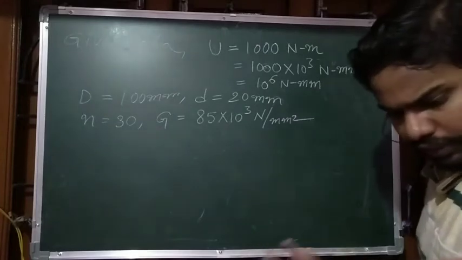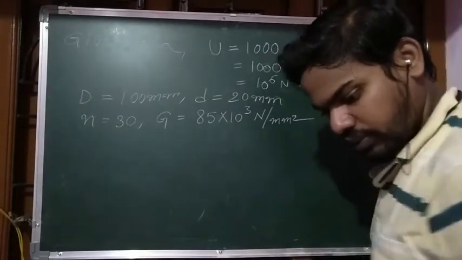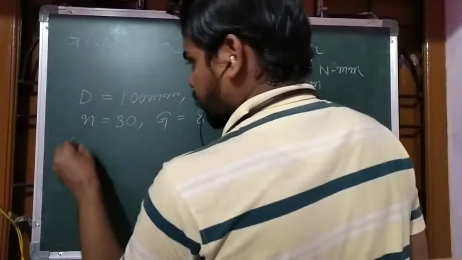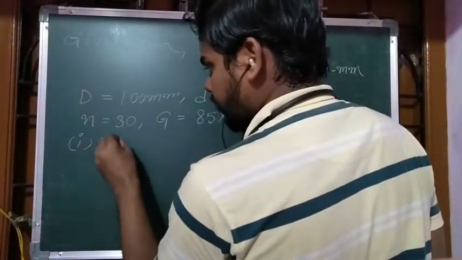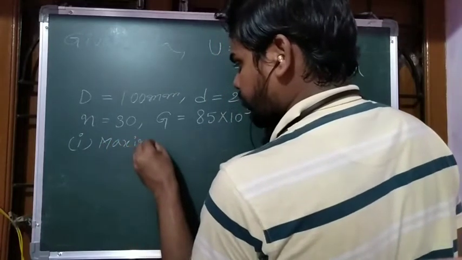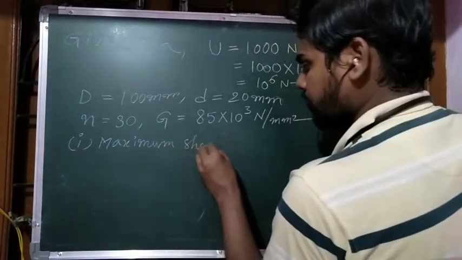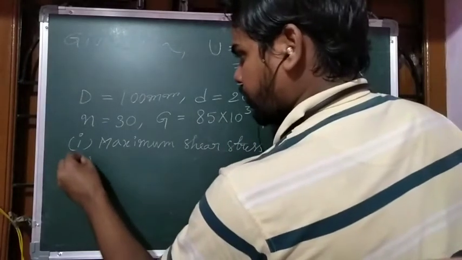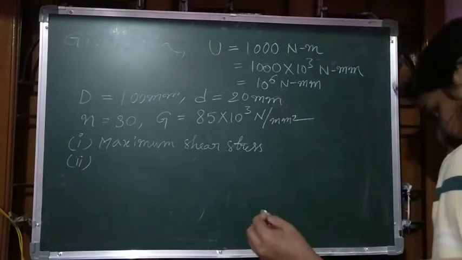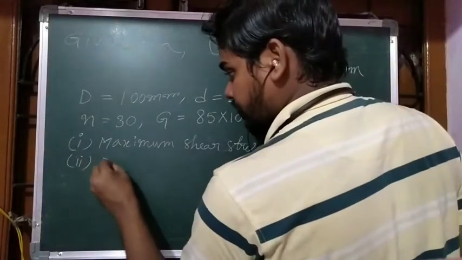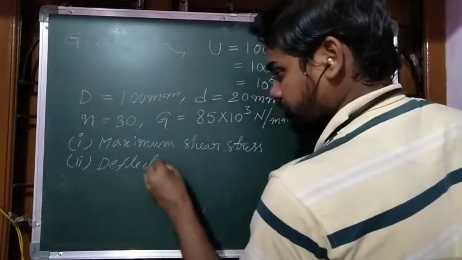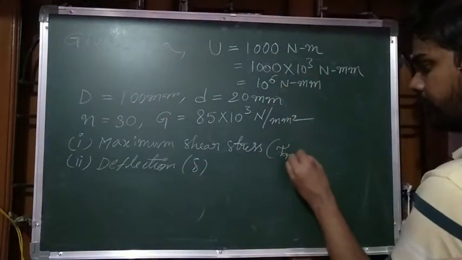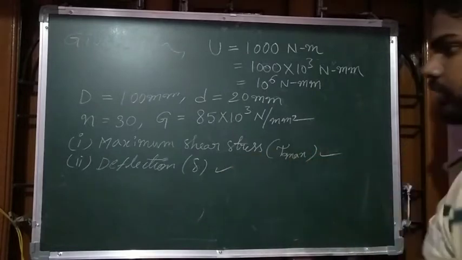So what we need to find here? Find the maximum shear stress and deflection induced in the spring. First we need to find the maximum shear stress, and second, the deflection, delta. So tau maximum and delta, these two things we need to calculate.